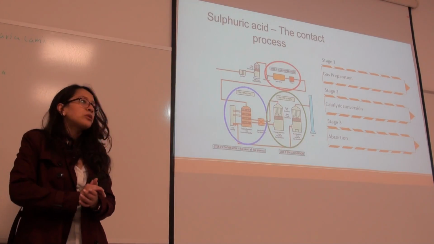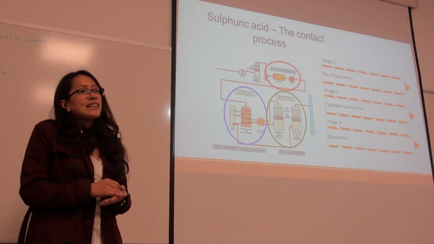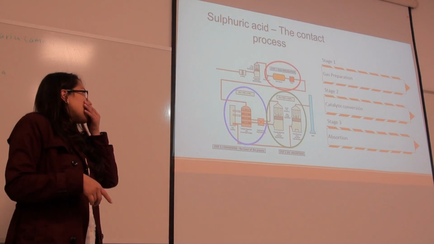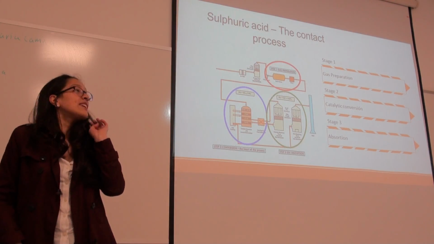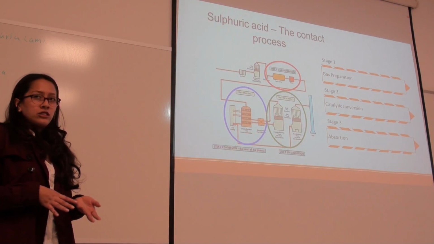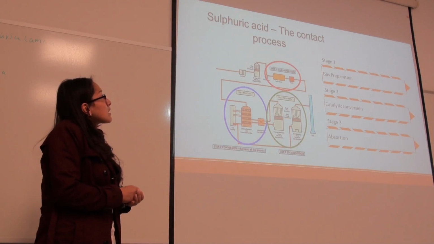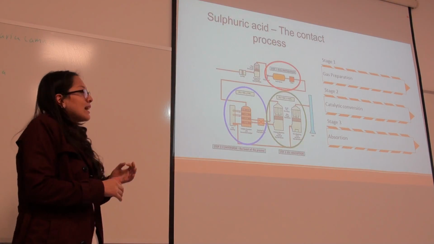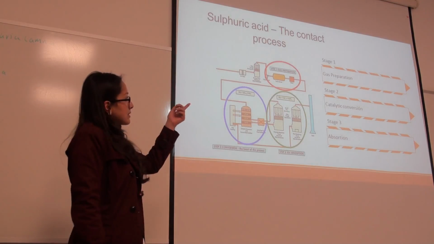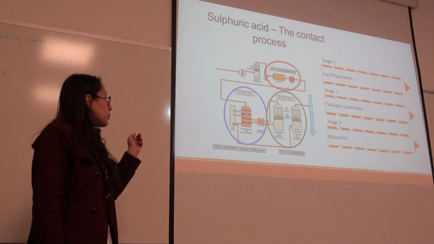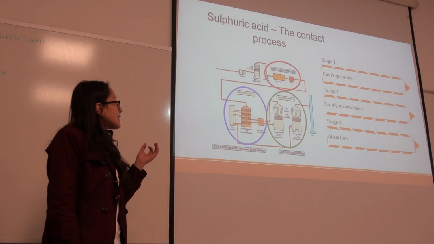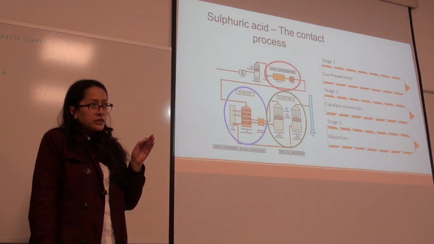Okay, first of all, we have to say that sulfuric acid is a very strong mineral acid. It is considered a basic product in the chemical industry. The contact process has three principal stages. The first stage is the gas preparation. The second one is the conversion, which is the heart of the process. And the third one is the absorption.